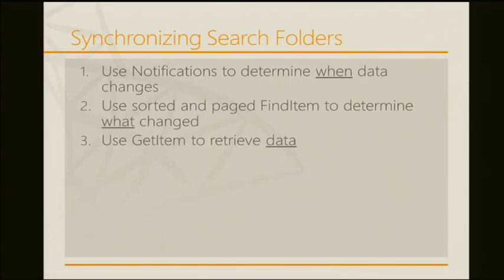So then you use a find item. You can sort based on last modified time, and you'll find the latest changes because you're sorting by last modified time, maybe storing the modified time of the last time you checked and looking for anything newer. Then you follow that up, just like the normal pattern, with the get item to retrieve the data.